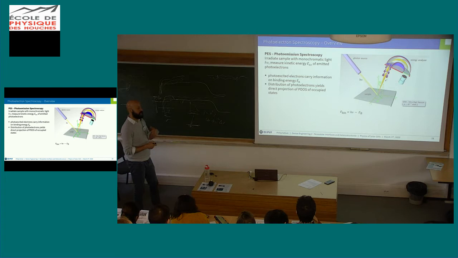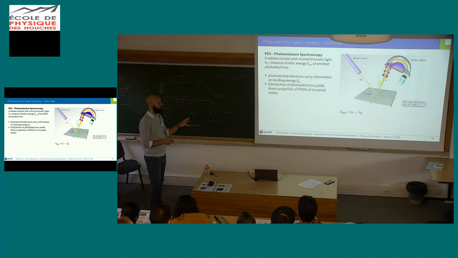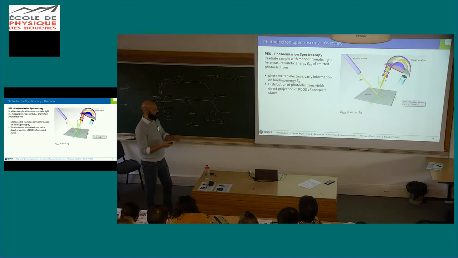And this is all summarized in this equation here. So this is really the baseline for all XPS, UPS data and so on that you see. The kinetic energy of the electrons corresponds to the excitation energy minus the binding energy that has been needed in order to release the electron from its bound state.